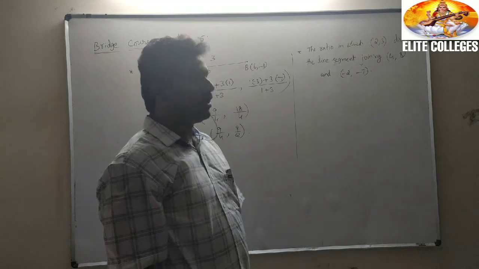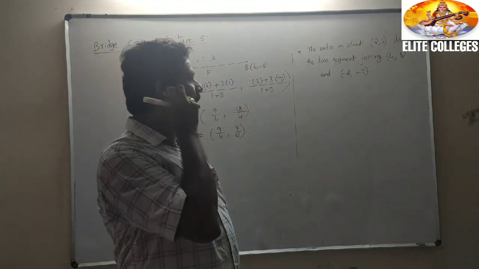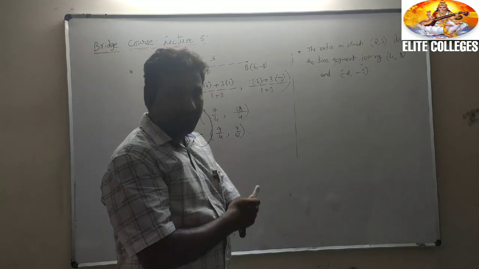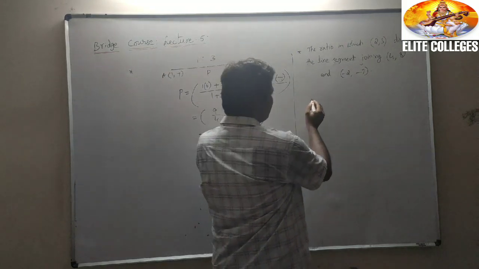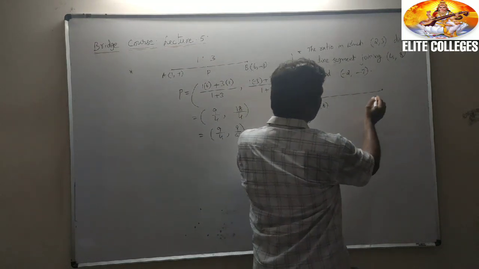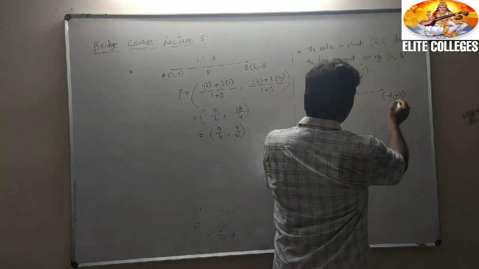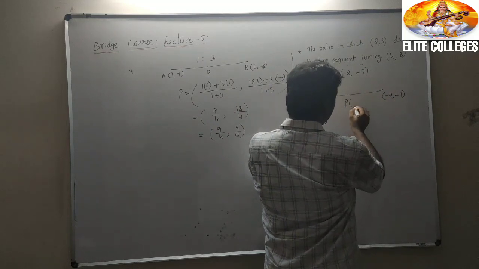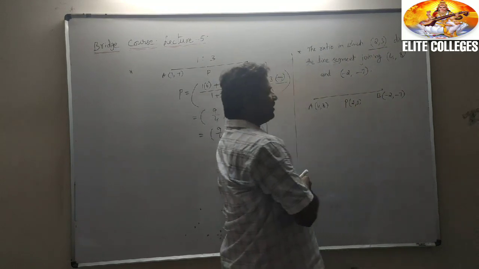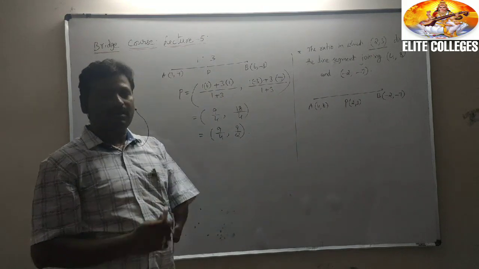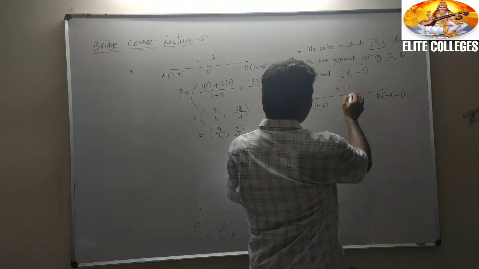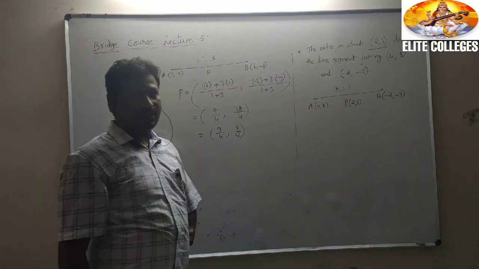Right. See this problem. The ratio in which 2 comma 3 divides the line segment joining 4 comma 8 and minus 2 comma minus 7. So this is the point 4 comma 8 and this is the point minus 2 comma minus 7. Let this point be P, 2 comma 3. So the point P divides AB. We have to find the ratio. Suppose the point P divides AB in the ratio k is to 1. Let us find the k value.